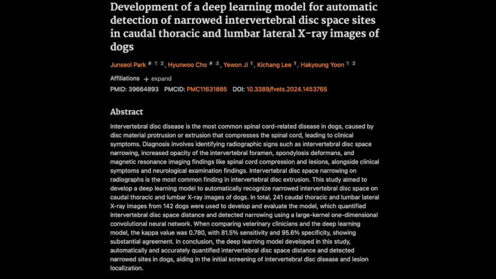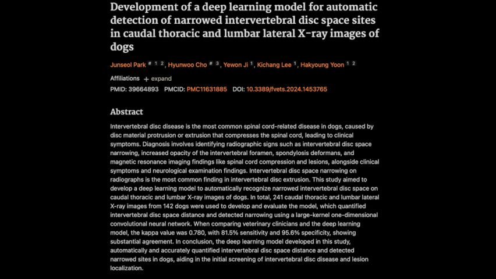We're going to be looking at a new study that uses AI to detect intervertebral disc disease in dogs. IVDD. It focuses on a deep learning model that analyzes X-ray images to identify narrowed intervertebral disc spaces. These narrowed spaces are a major indicator of IVDD. The study used a pretty substantial data set, actually: X-ray and MRI images from 142 dogs, spanning 27 different breeds and a wide weight range.